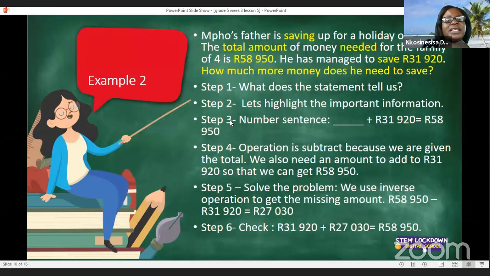And then step number 3 is a number sentence. Always a number sentence. You have to represent your information in a number sentence. So we don't know how much he needs to save, but what we know is how much he has saved. And what we know is how much he needs. We know how much he has now, which is 31,920. And we also know the total he needs, 58,950.